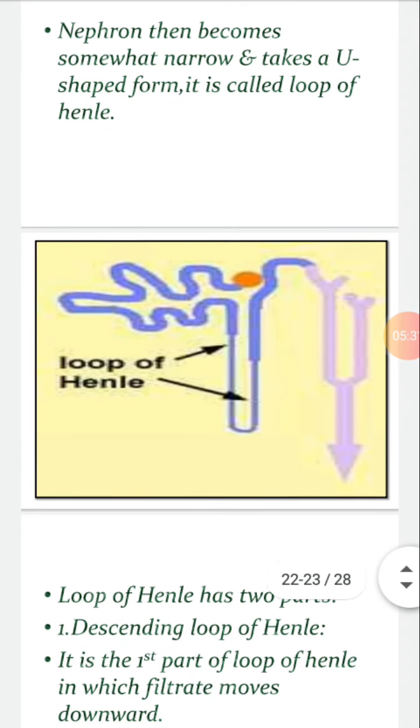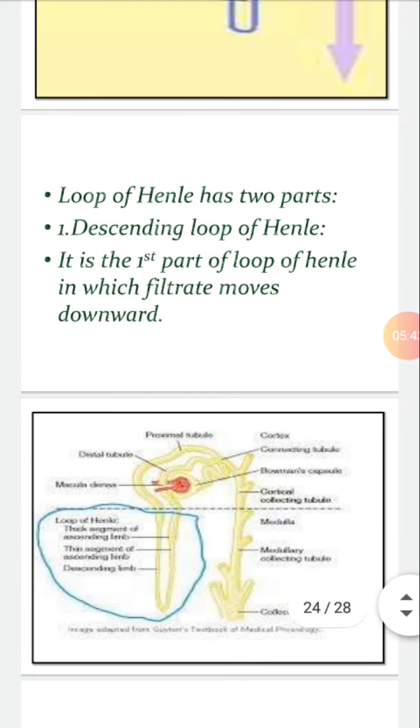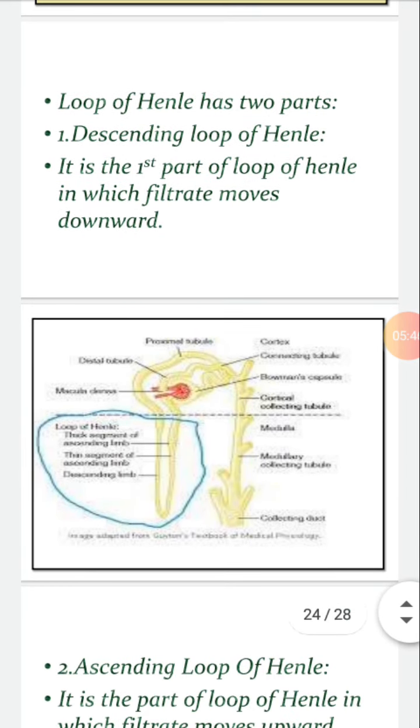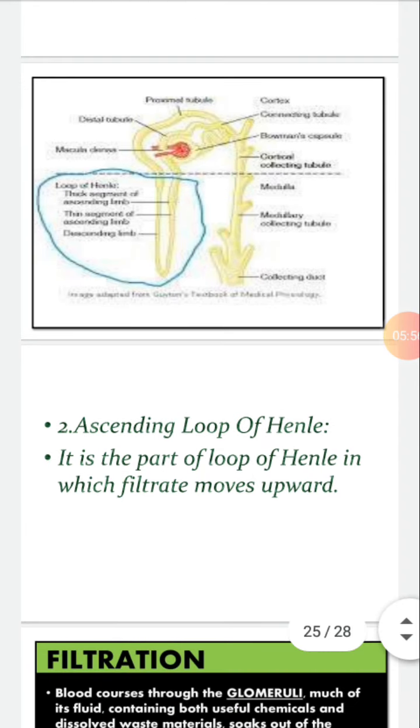Descending loop of Henle. It is the first part of the loop of Henle in which the filtrate moves downward. Descending means in the downward direction. As you can see in the picture, the loop of Henle is clearly shown as the U-shaped part. Second is the ascending loop of Henle. It is the part of the loop of Henle in which the filtrate moves in the upward direction.